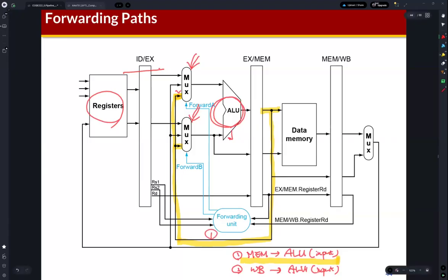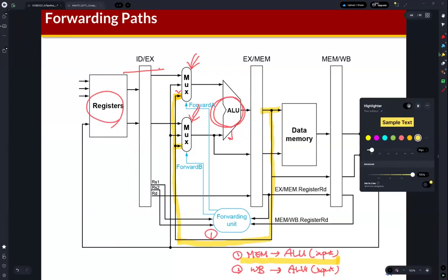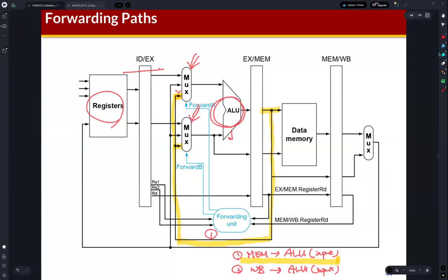Then what is the second forwarding? Okay, so the second forwarding is the write back to ALU, right? The input of the ALU. So what is this path? This path is this one, and this one, this one, okay? So this is the second forwarding path, okay?